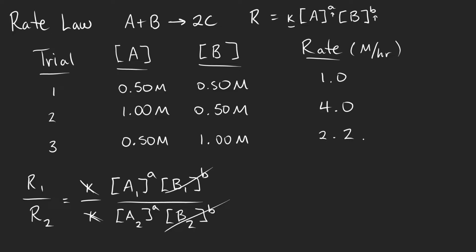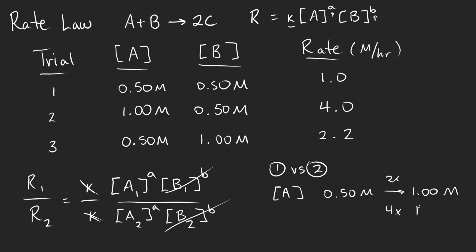Well, if we compare these trials, we'll be able to see which ones are changing. If we compare trial 1 versus 2, we see that the concentration of A is actually doubling. Okay, so the concentration of A goes from 0.50 molar to 1.00 molar, and that is the only change in that reaction. With this doubling of the concentration, we get 4 times the rate, 1.0 to 4.0.